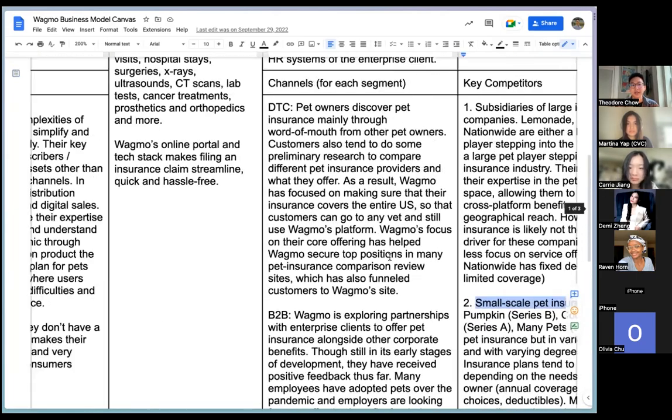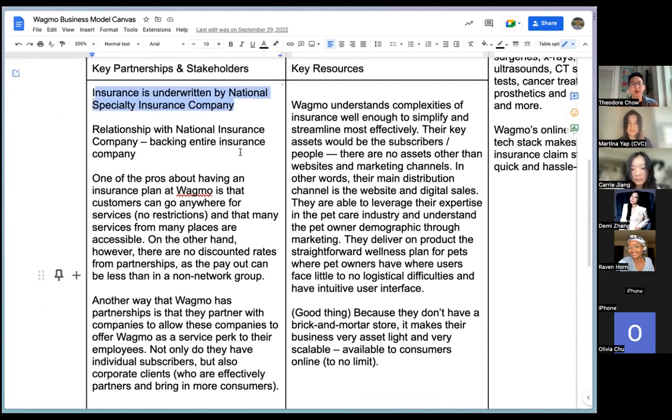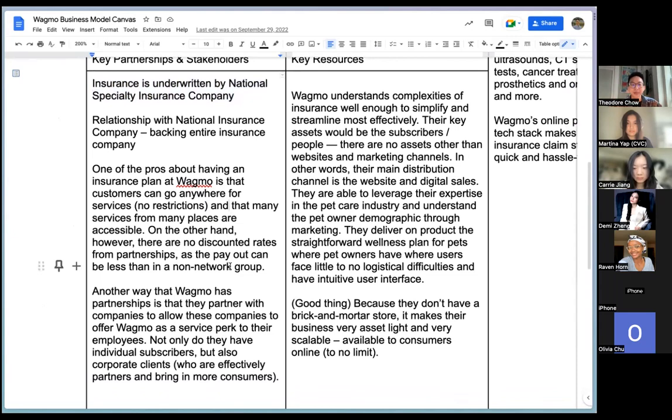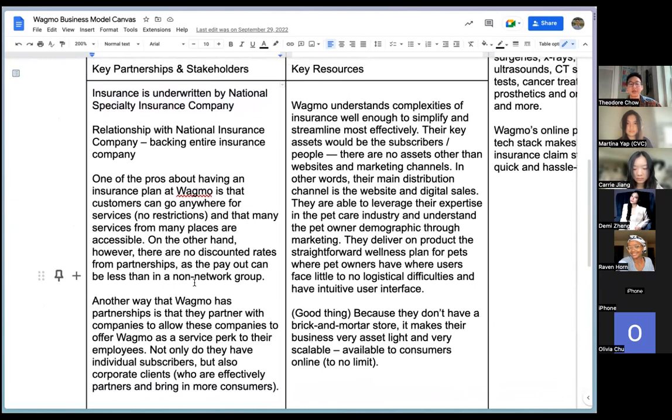Okay, moving on very quickly to this side of things. Obviously under their key partnerships, they have to have insurance, which is underwritten by another company. And one of the pros about having an insurance plan at Wagmo is that customers can go anywhere with no restrictions, and their services are accessible to any veterinarian out there. On the other hand, another way they're forming partnerships is through offering Wagmo as a service perk to employees, through their B2B business model. So this could also bring in a lot of clients very quickly.